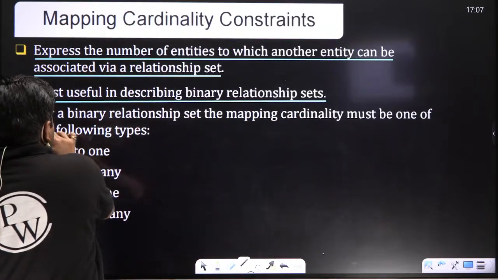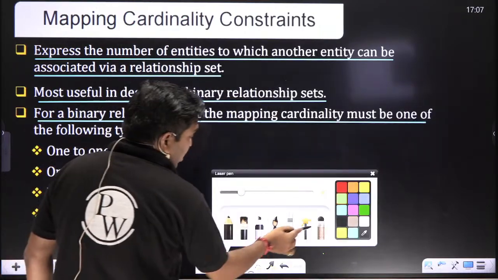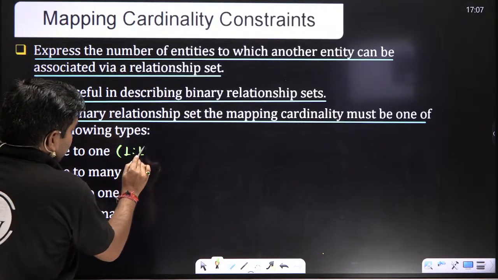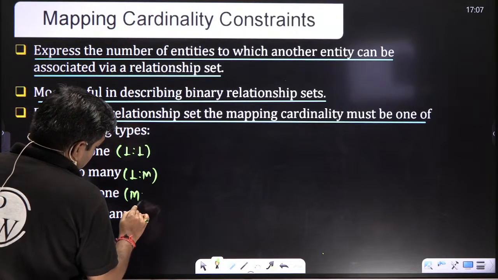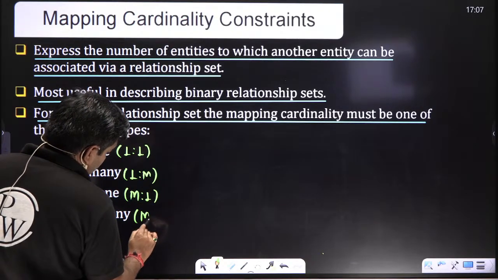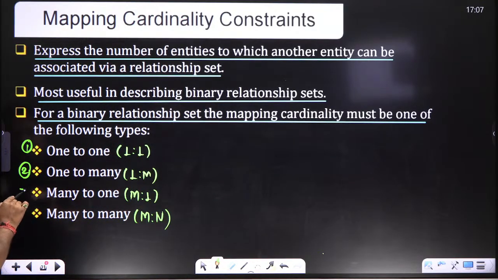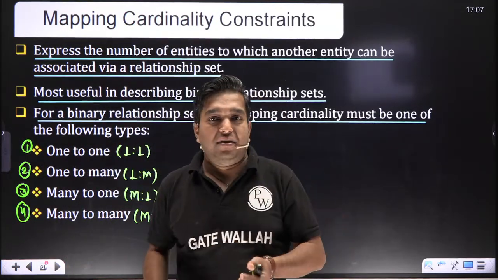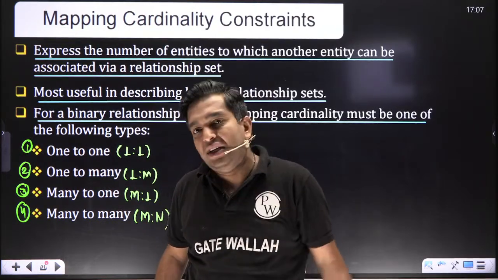What about cardinality? We have various types of cardinality: 1 to 1, 1 to many, many to 1, and many to many. 1 to 1 means what? First of all, try to understand in normal language. One faculty teaches only one student. That is called 1 to 1.